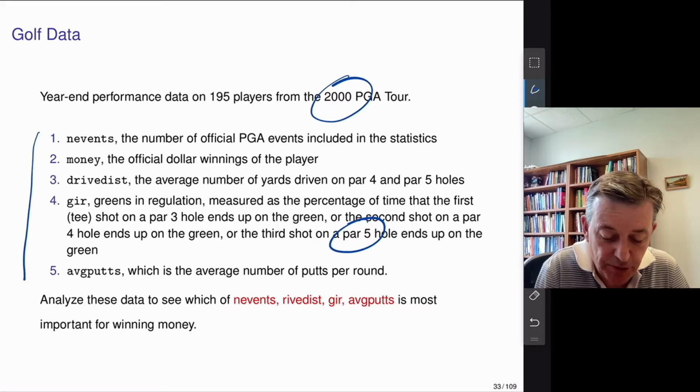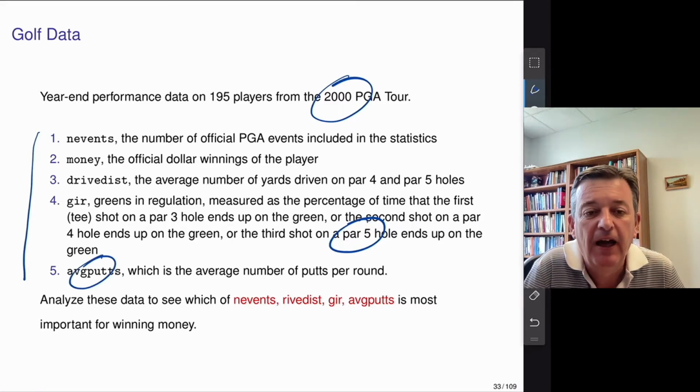And then Dave Pelz is also big on putting. What about average putts? And I think I also have greens in regulation putting. So if you do get to a par 5 and 3, do you actually putt to get a birdie?